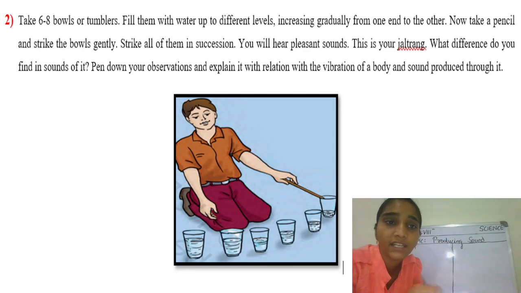Now take a pencil and strike the bowls gently. You will strike all of them in succession. So you will hear pleasant sounds. This is the instrument which is known as the jal tarang. Now you have to observe what difference you find in the sounds of it. The different tumblers have different amounts of water inside, right? Then pen down your observations and explain them in relation to the vibration of the body and the sound produced by it.